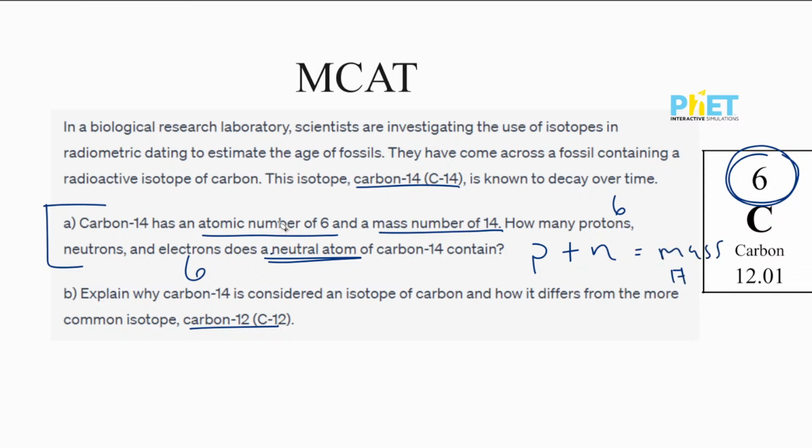So we have carbon-14, that's the mass number. Let's write down here. We don't know the neutrons, but we know we have 6 protons. So 6 plus 8, we'd have 8 neutrons for carbon-14. That makes sense. Protons and electrons, yeah, that makes sense. Okay, so that's pretty much that.